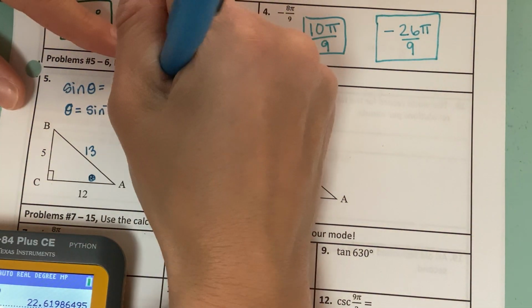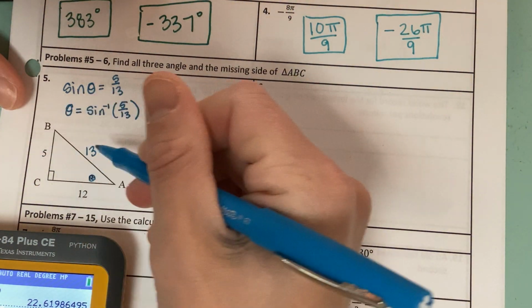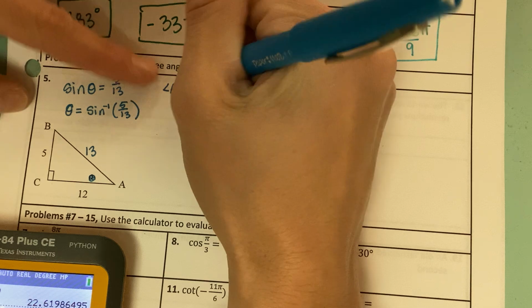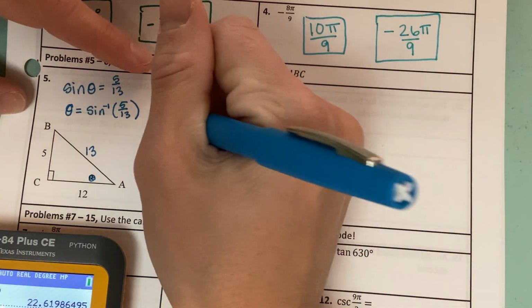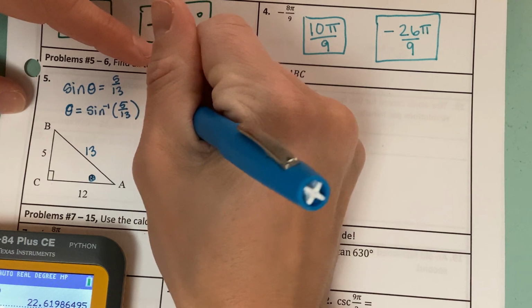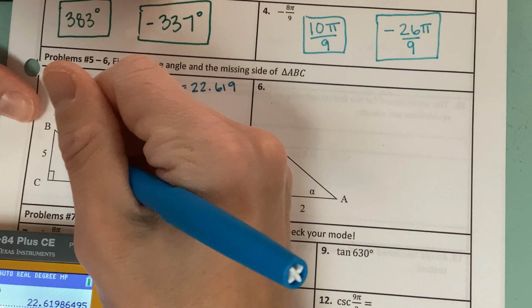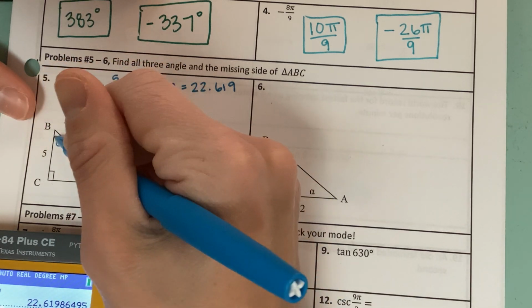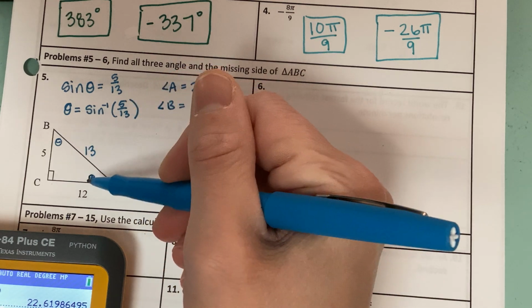So angle A, because that's this angle right here, opposite over hypotenuse, angle A is going to be 22.619. And then if I want to figure out angle B, I can use, really you can use any of the trig ones. If you want to stick with sine, the opposite is now 12.